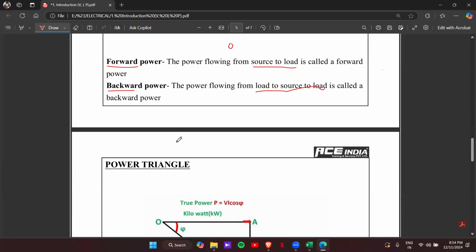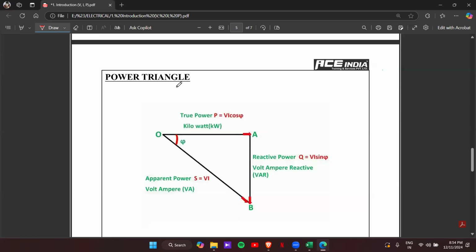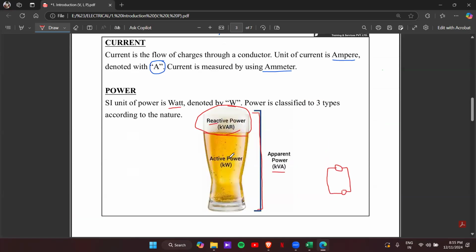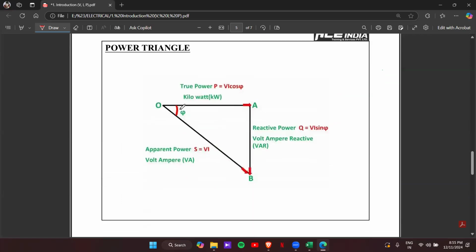And next is the power triangle. Here we have discussed the reactive power, active power, and apparent power. But we have a separate equation to find out the reactive power, apparent power, and active power. So we have to formulate that equation. For that, we are using this power triangle. So the concept is simple. You can consider a right angle triangle. In this right angle triangle, this angle will be considered as phi. This phi is called power factor.